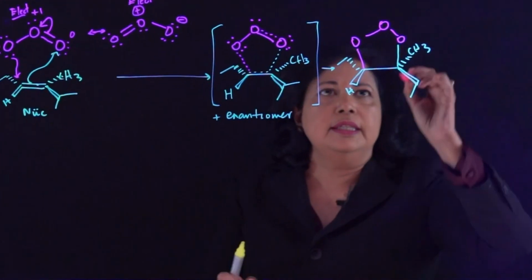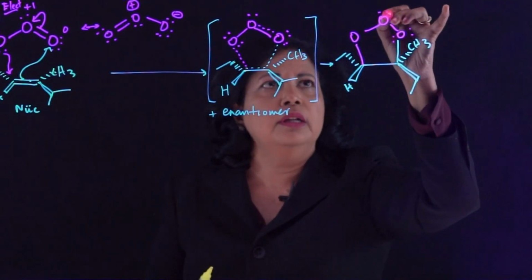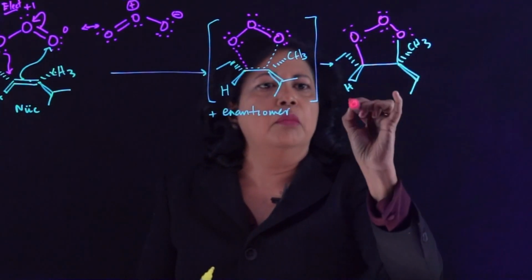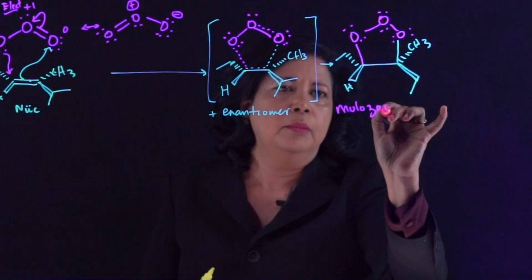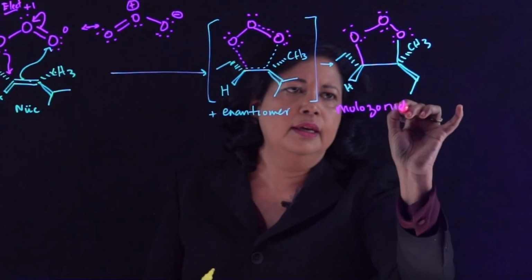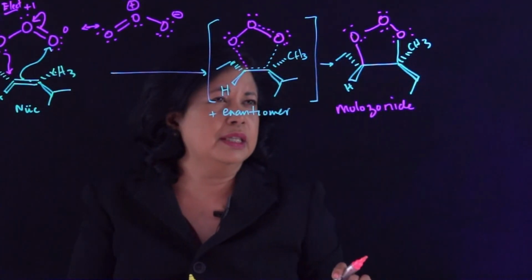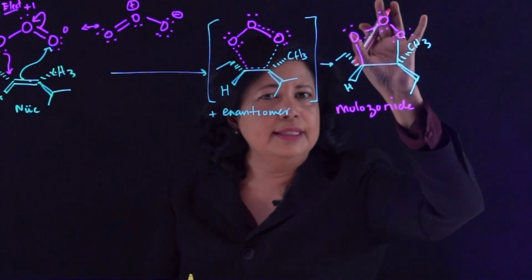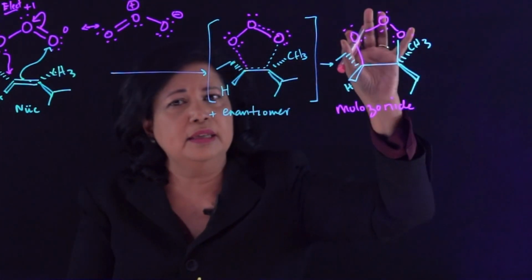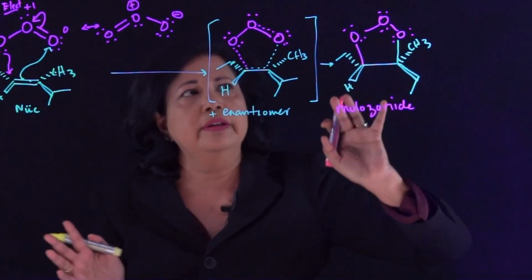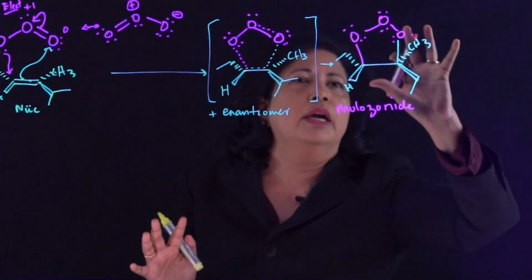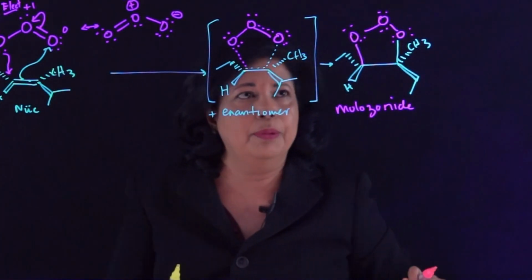Now all of these are going to be neutral. This is a molozonide. It's not there for too long, because when you have a lot of oxygens like this, it's really high energy, unstable, explosive even. So you are going to tear apart these bonds.